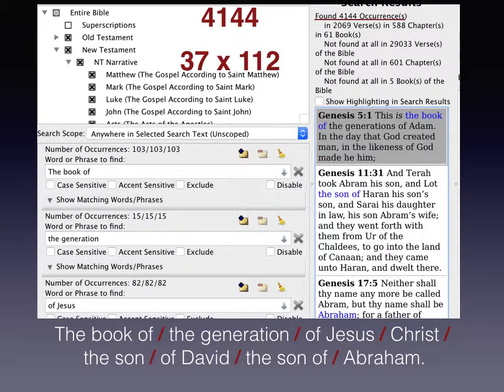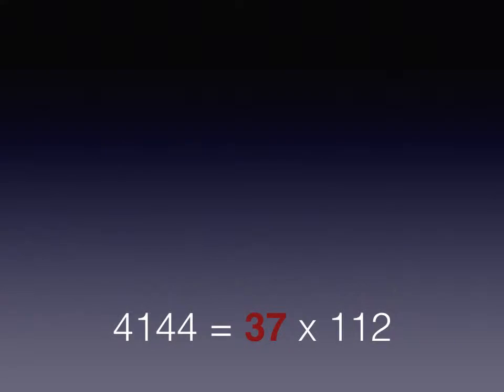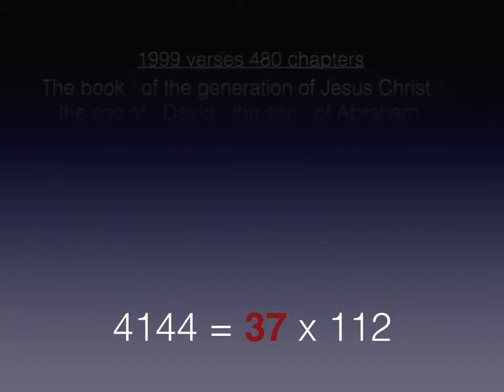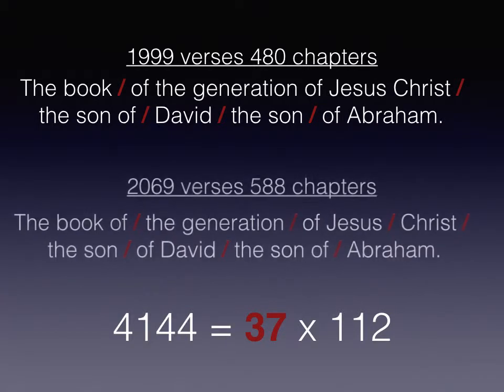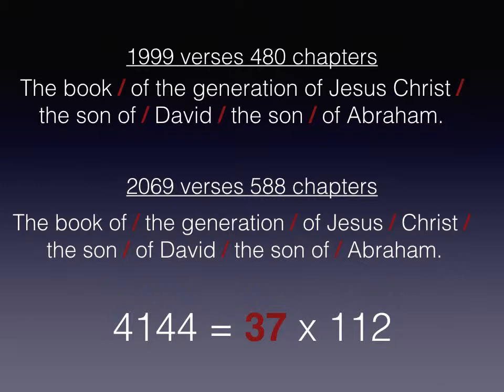You can see that the chapter and verse counts have changed. In fact, I'm going to highlight them here. Both of these arrangements were 4,144, 37 times 112. The first example had 1,999 verses in 480 chapters. This was the arrangement. The second example, 2,069 verses in 588 chapters. Yet the total number of occurrences was identical for both cases.